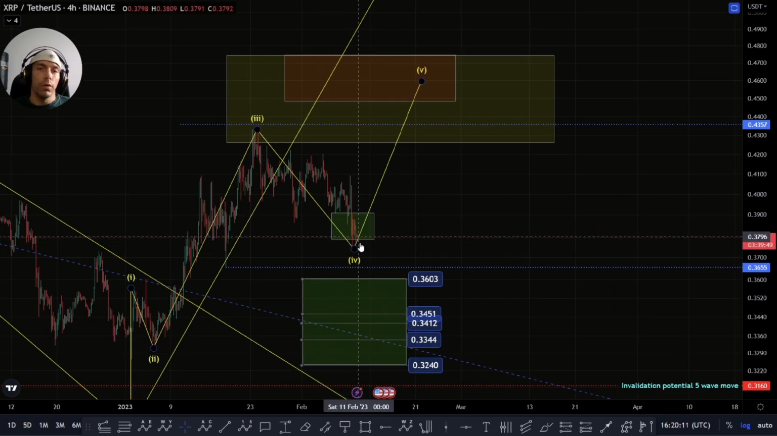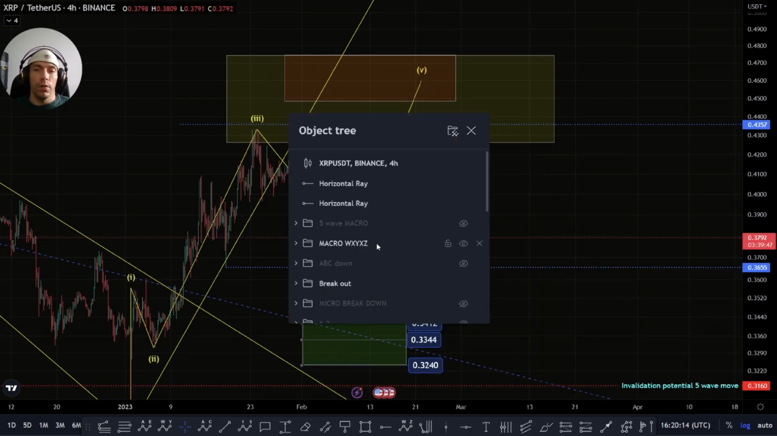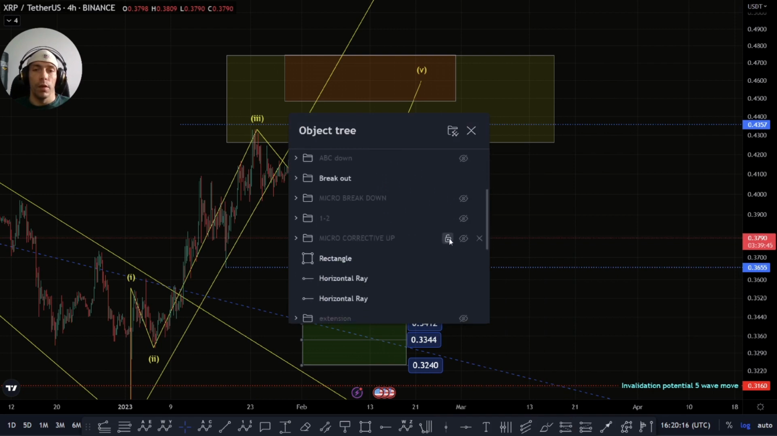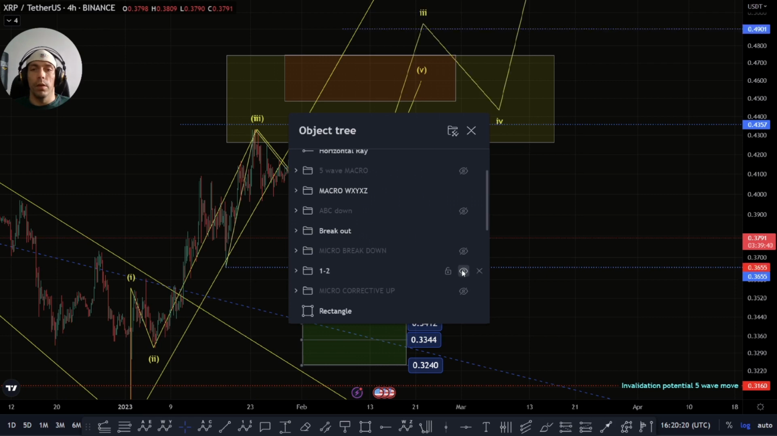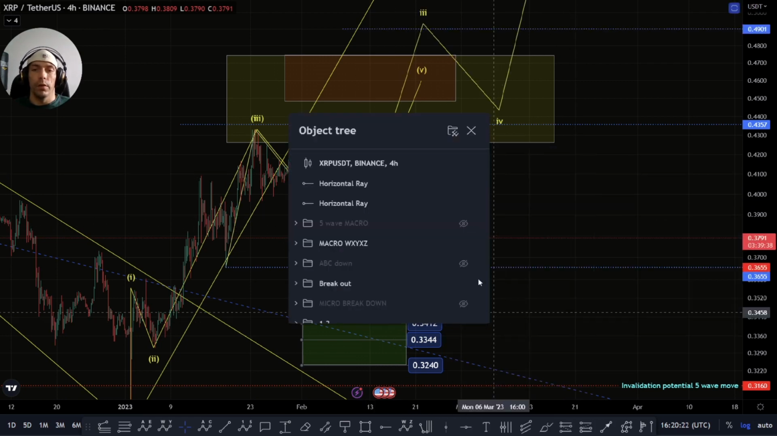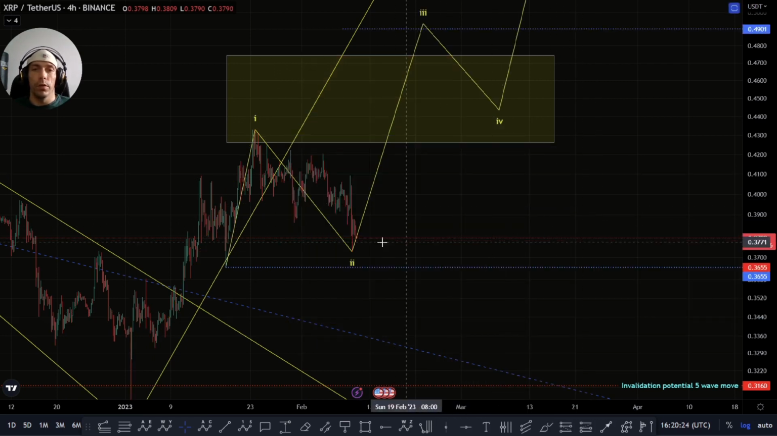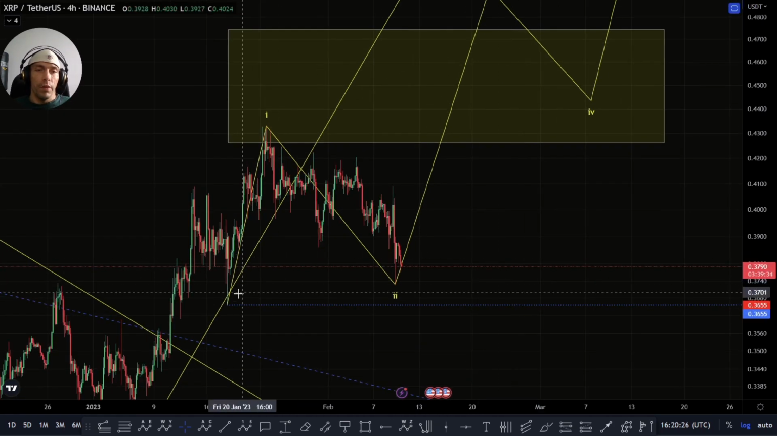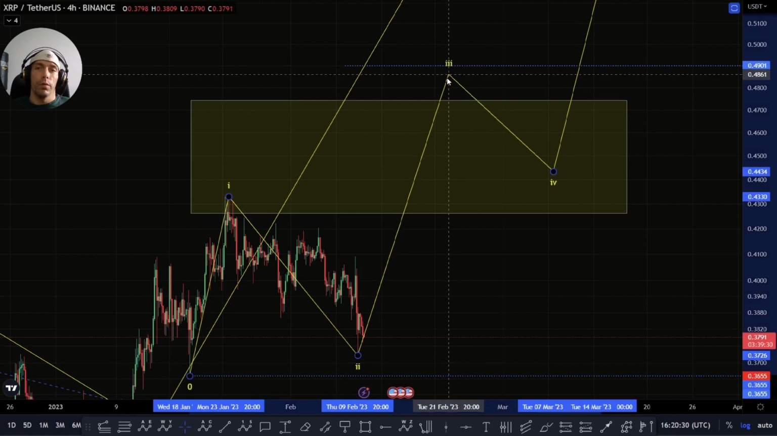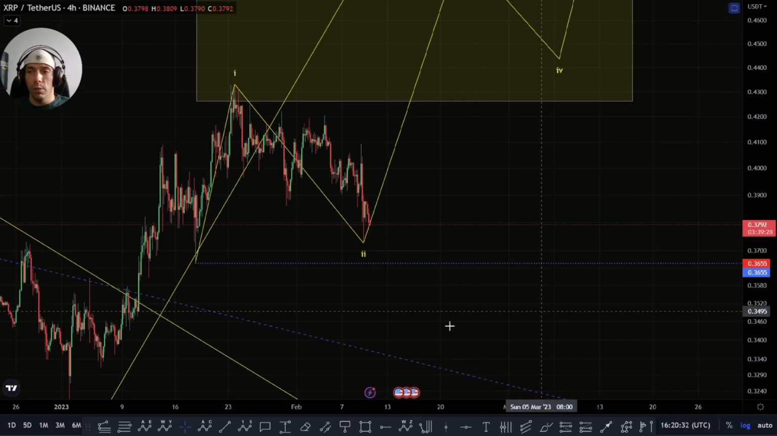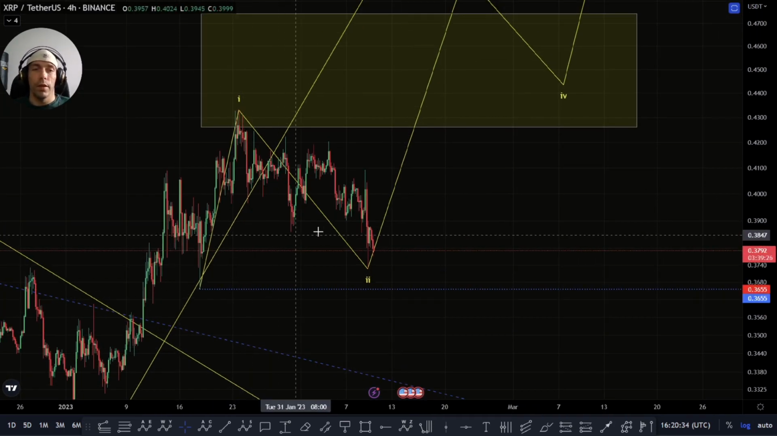For as long as we hold this zone, we can argue that we could see some kind of an extension to the upside. And basically, what we'd be looking for then is the potential of something like this. And if I just turn this off for a second, basically looking at this as the potential for 1, 2, and then looking for a third wave to the upside. Like I said, losing this point of this 36.55 would invalidate this.